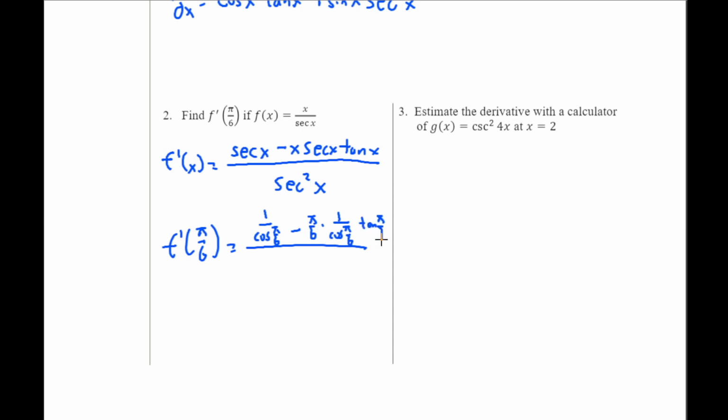So you just do that. If you did not have a tangent button for some reason, you could do sine of pi over 6 divided by cosine pi over 6. And then secant squared of x, that's just 1 over cosine pi over 6, all squared. Enter this into the calculator, you should get an answer of root 3 over 2 minus pi over 12, or in decimal form, 0.604.